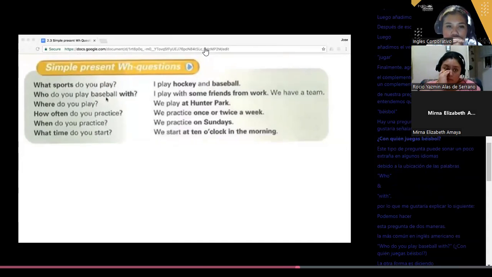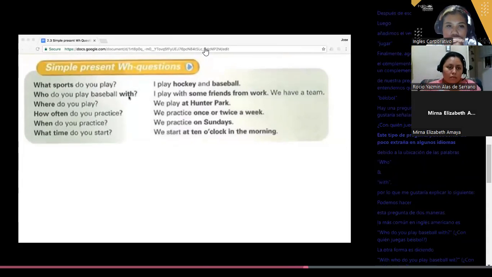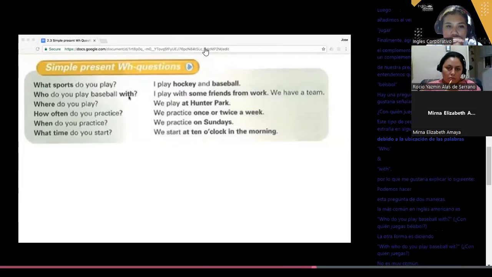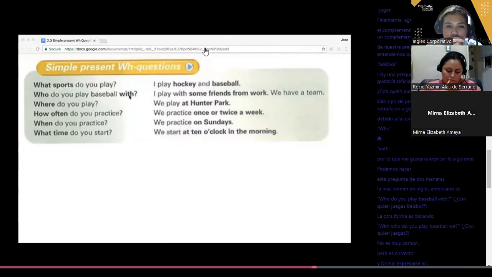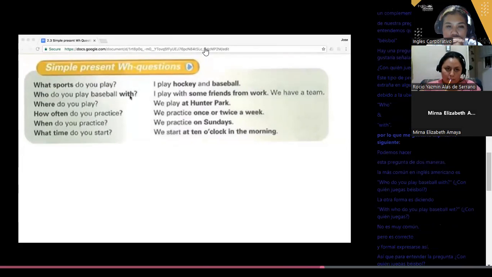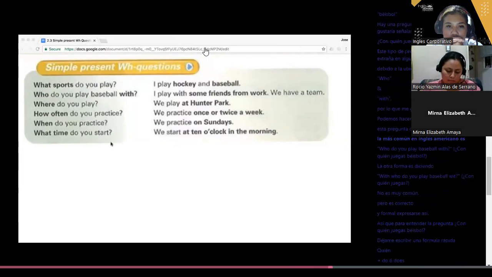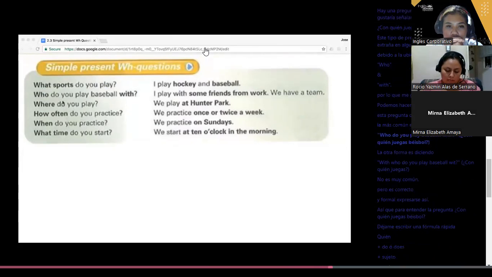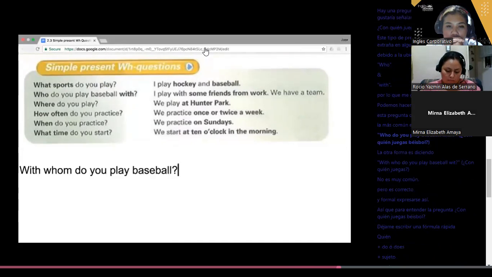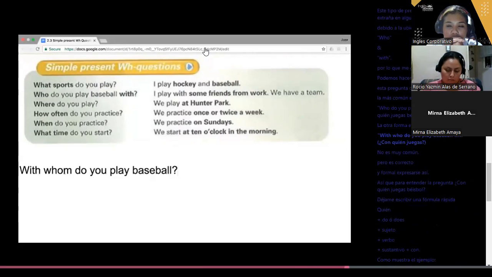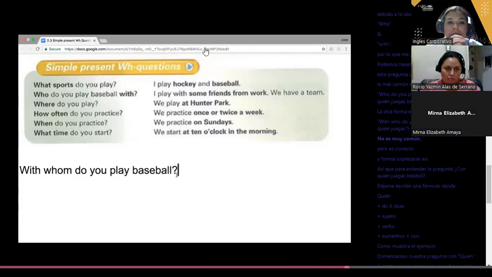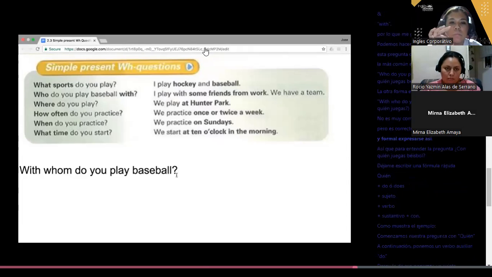There's one particular question that I would like to point out. Who do you play baseball with? This type of question may sound a little strange in some languages because of the location of the words who and with. So I would like to explain the following. We can ask this question in two ways. The most common in American English is who do you play baseball with? The other way is by saying with whom do you play baseball? It's not very common, but it's correct and formal to express yourself like this.